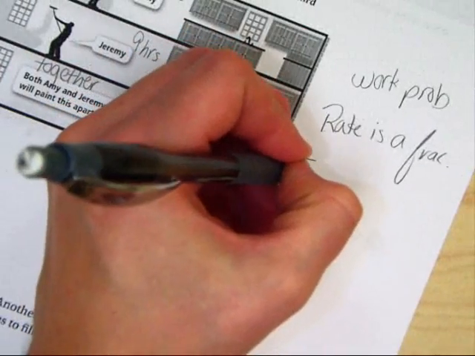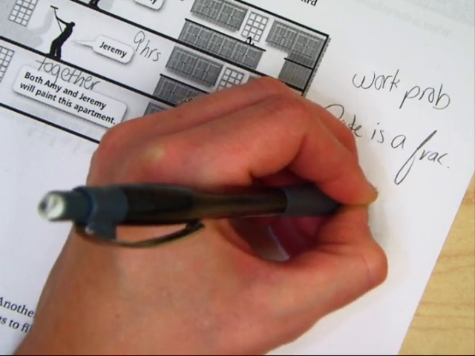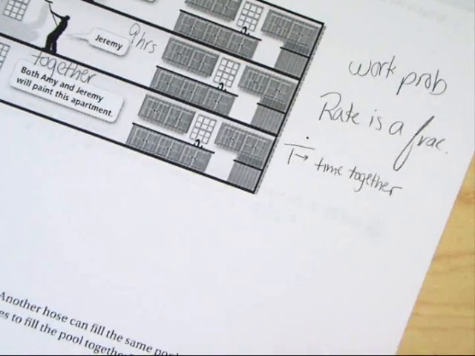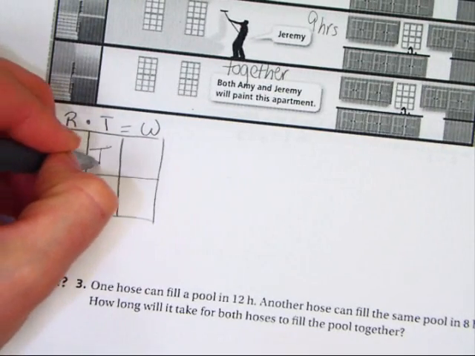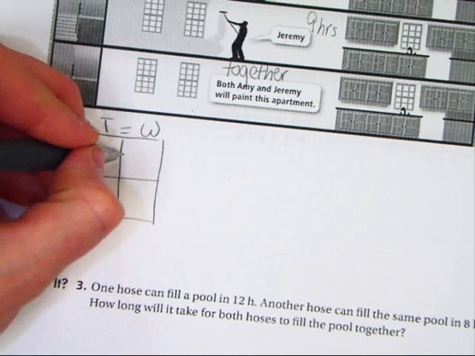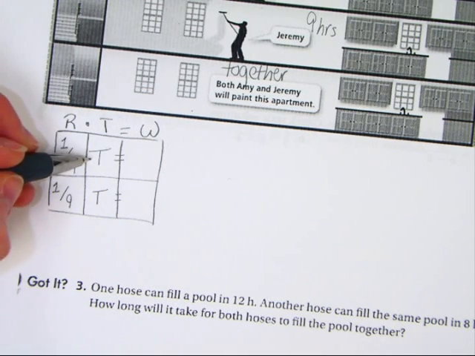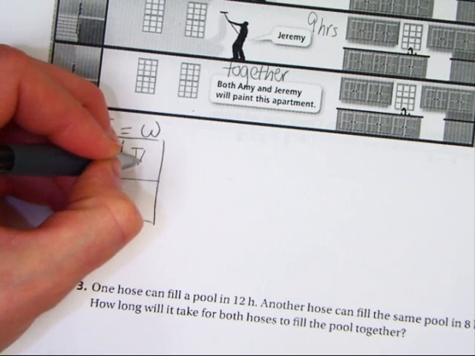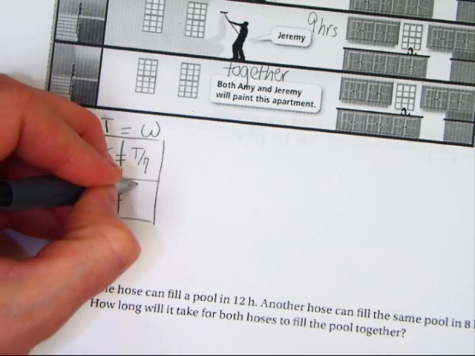Time, capital T, is time together. So when we're talking about our chart here, we're going to keep this capital T as a capital T because that's unknown. T is their time together. If they work together, they're going to be the same. So the work done is the multiplication of these. So 1 over 7 times T is T over 7. 1 over 9 times T is T over 9.